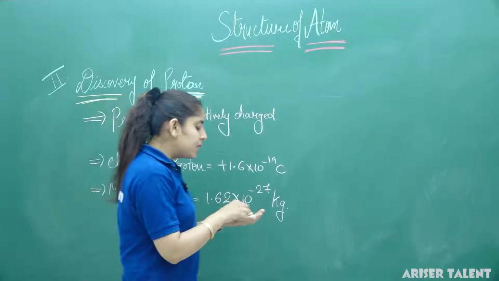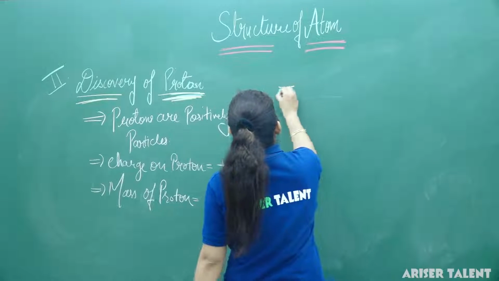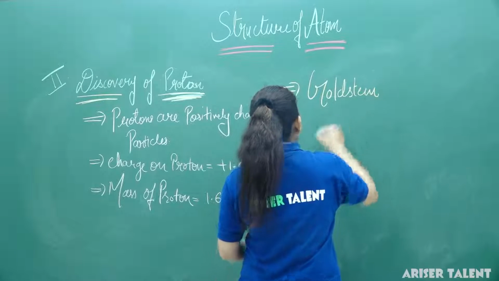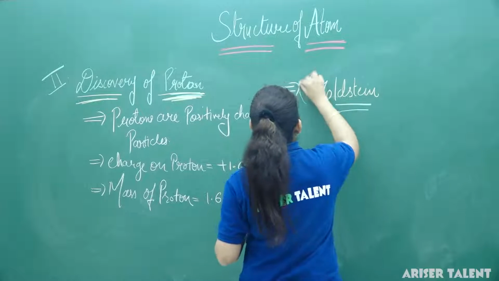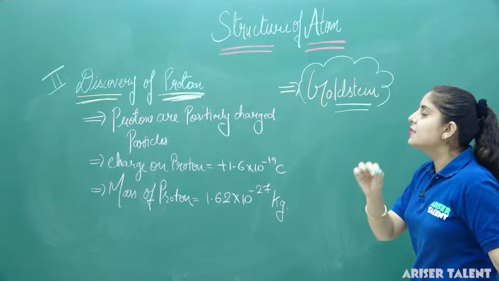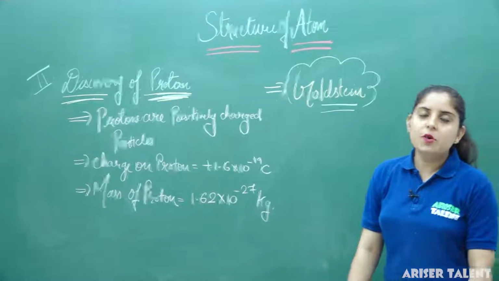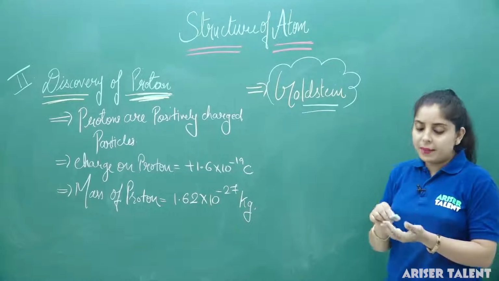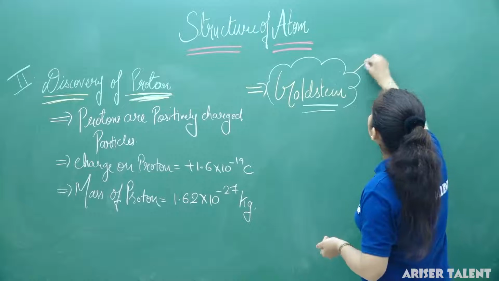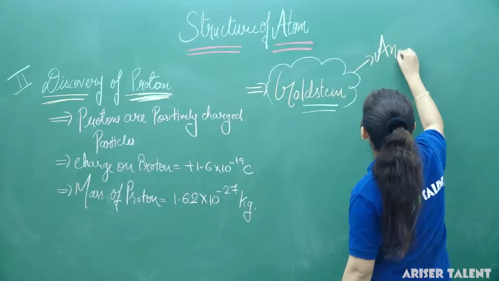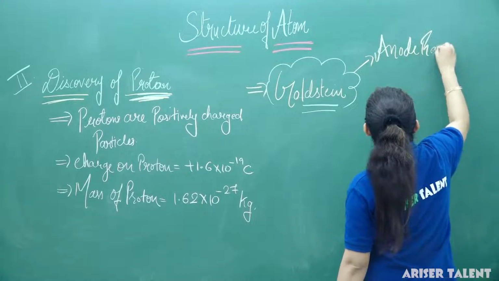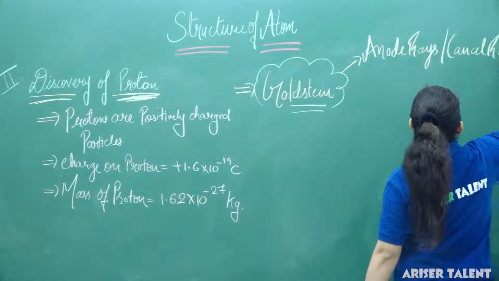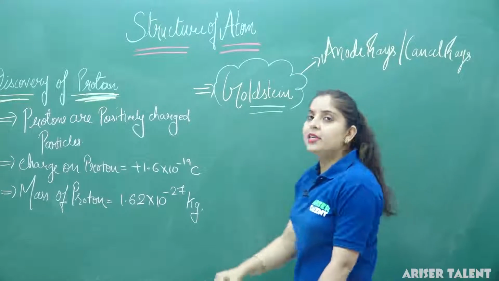Now, the whole discovery was done by a scientist named Goldstein. He performed the complete analysis on the discovery of the proton, or the discovery of anode rays, or we can say the discovery of the canal rays. Clear? So, Goldstein performed his experiment and discovered a new type of rays that is known as anode rays or canal rays. So, this is another name for the protons that led to their discovery.